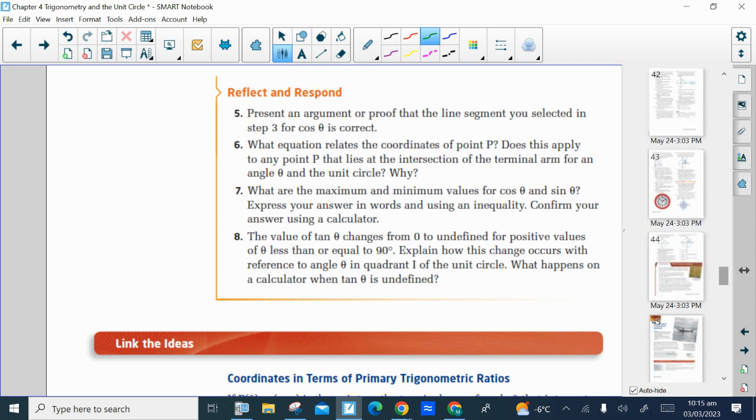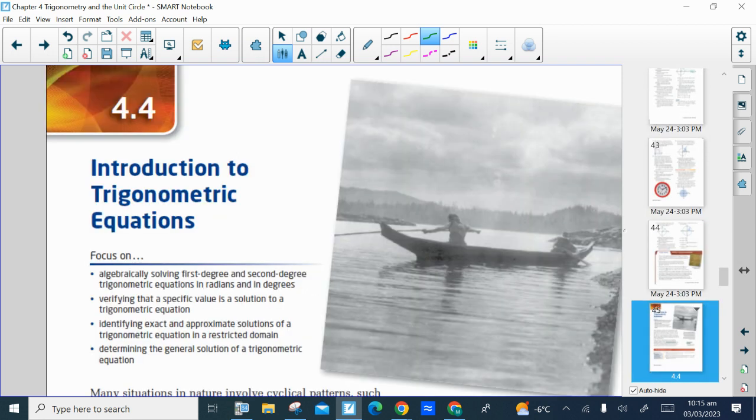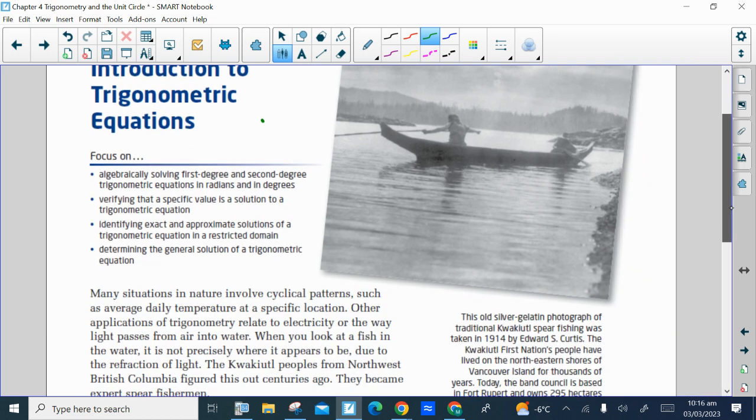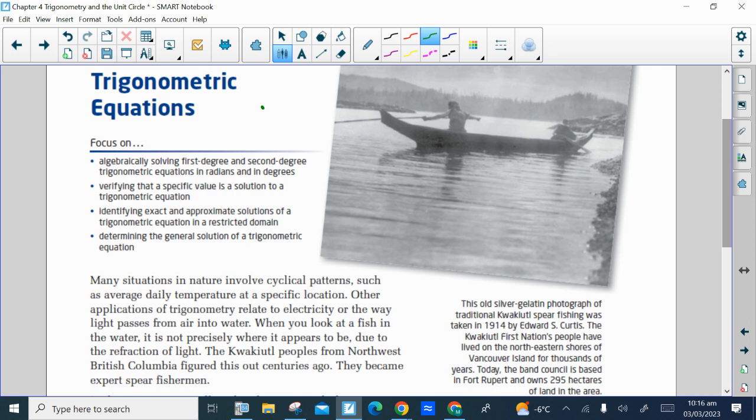4.4. Should that be page 42 in your package? We're going to solve some more trig equations. We're going to look at algebraically solving first degree and second degree trig equations in both radians and degrees.